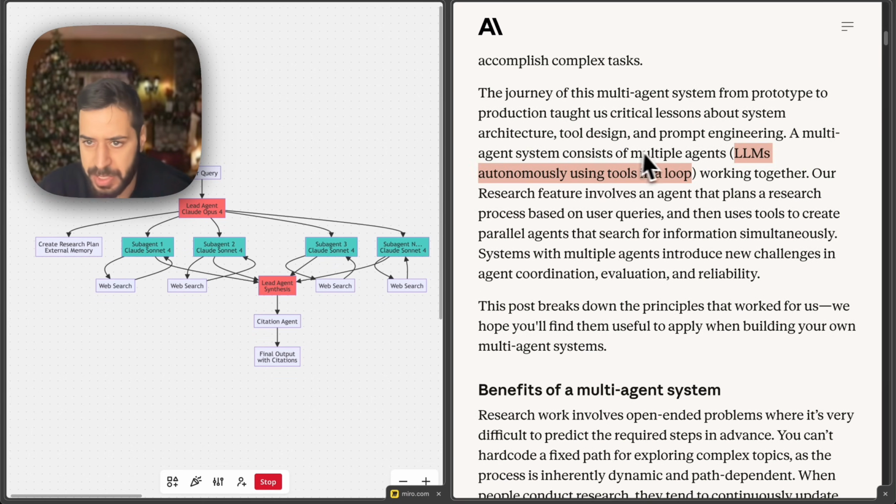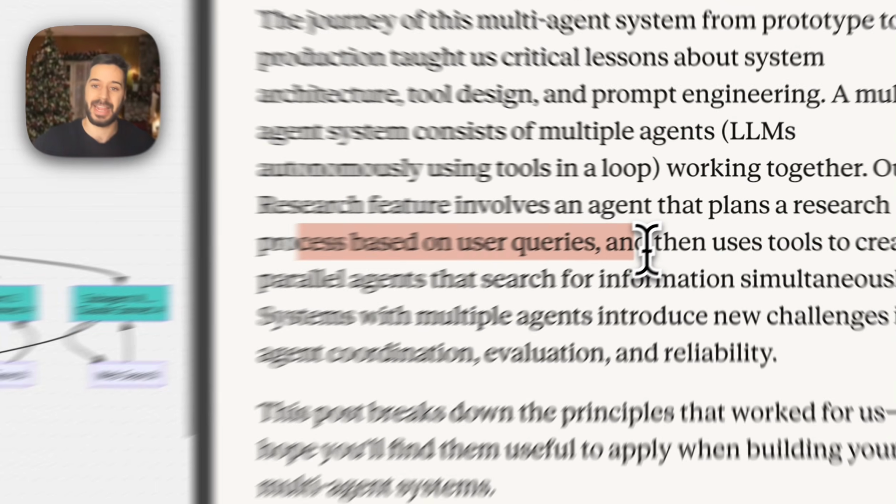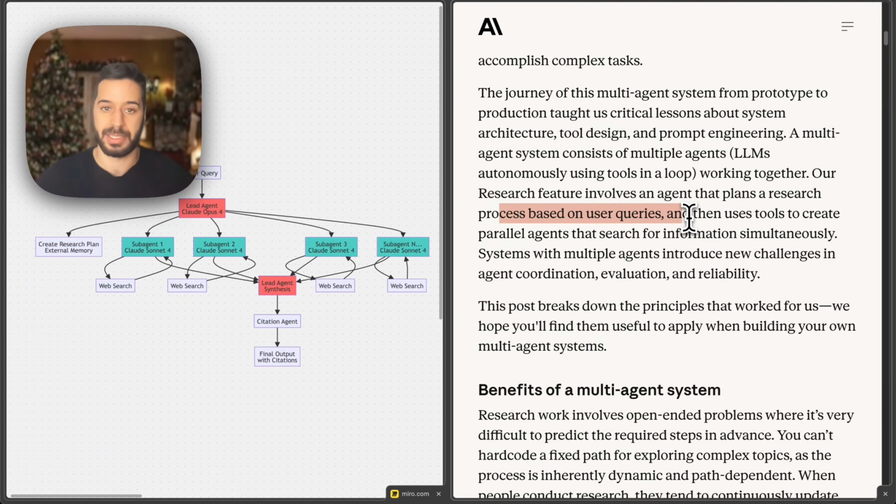So a multi-agent system consists of multiple agents working together. Our research feature involves an agent that plans the research process based on user queries and then uses tools to create parallel agents that search information simultaneously. So here they're breaking down the architecture. Really simply, it's just an overview. You have a lead agent, kind of, and this lead agent will spawn multiple sub-agents to research the information based on the user query.